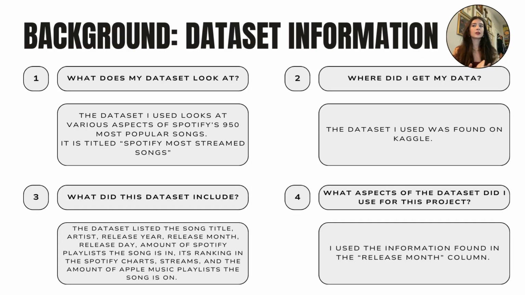The dataset that I use looks at various aspects of Spotify's 950 most popular songs. It is titled Spotify Most Streamed Songs, and it was found on Kaggle. The dataset initially listed the song title, the artist, the release year, the release month, the release day, the amount of Spotify playlists the song is in, its ranking on the Spotify charts, the amount of streams it has, and the amount of Apple Music playlists the song is on. I did not use all of those data points for this project. I just used the release month.